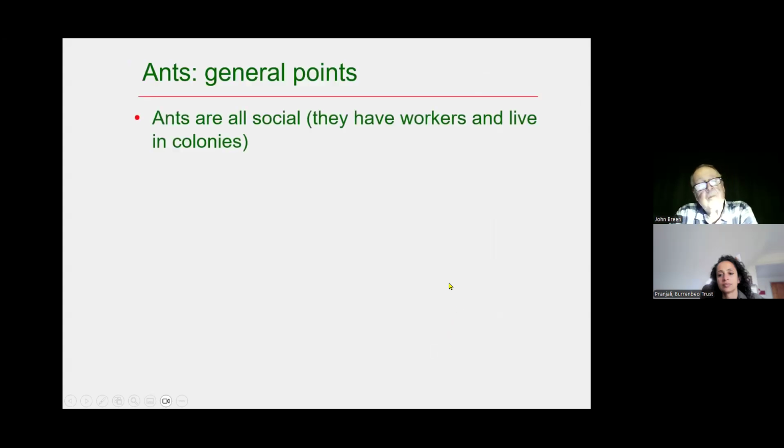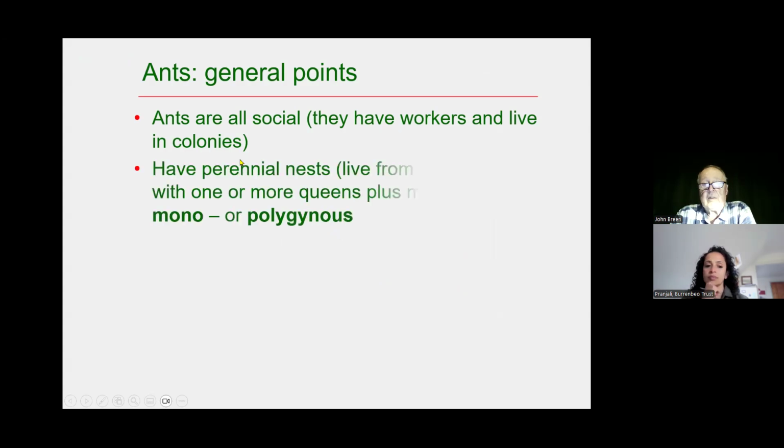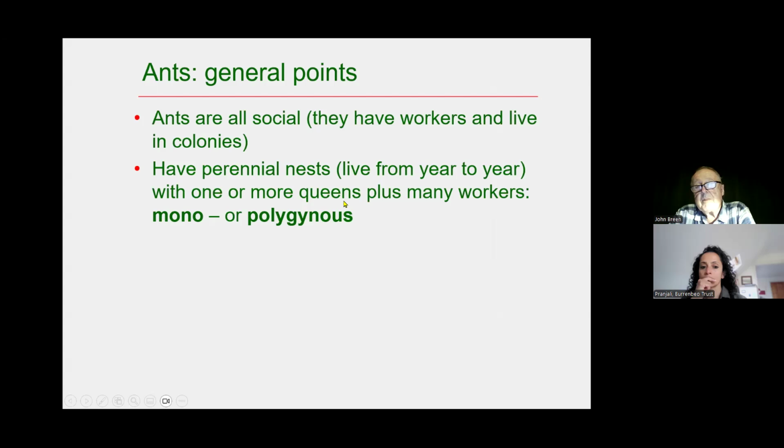Now, if you're aware of things like bees and wasps, we talk about solitary bees and solitary wasps, but the ants are all social species. That means they have workers and they live in colonies. They have perennial nests, which means that the nests live from year to year. This is a difference from many of the bees. They can have one or more queens, and then we say they're either monogynous or polygynous.